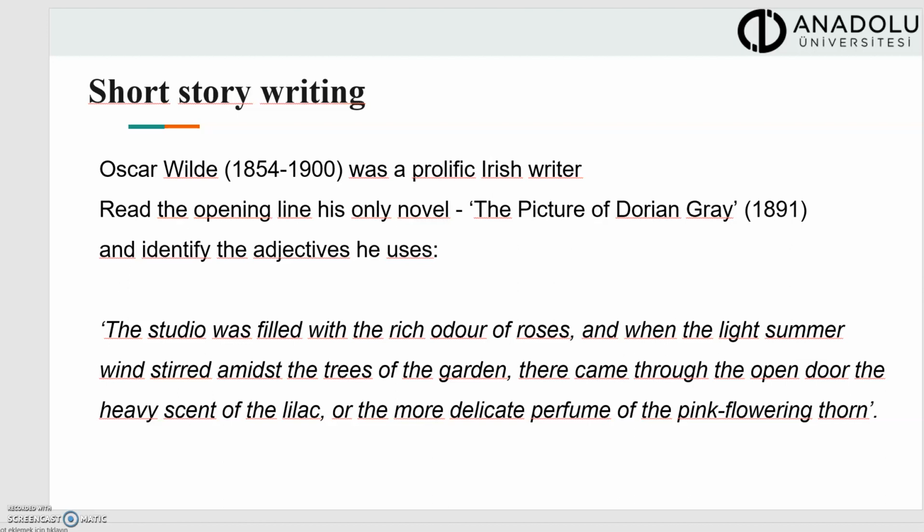Let me just explain a few of the words. Amidst, for example, is an old way of saying among the trees of the garden. The lilac is a lilac tree, and thorn is a bush, the pink flowering thorn. Alright, so I'll give you a moment, try and identify where the adjectives are.